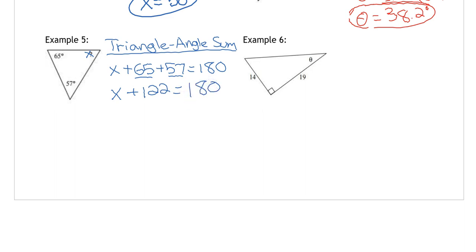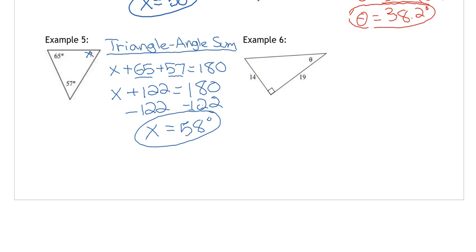Which equals 180. And then I'm going to subtract 122 from both sides. So x equals 58 degrees.